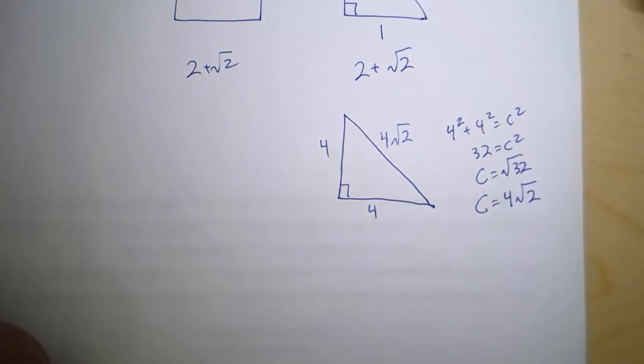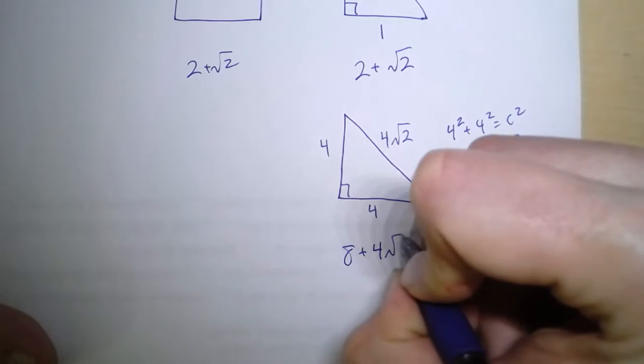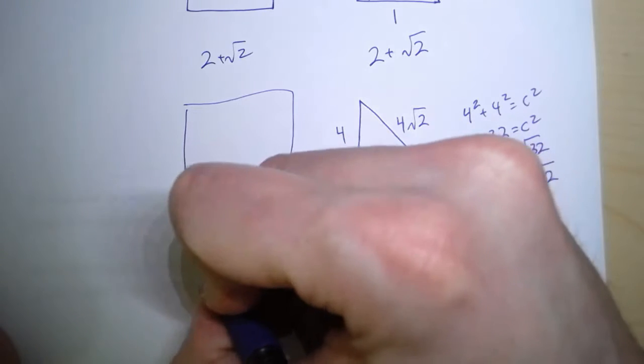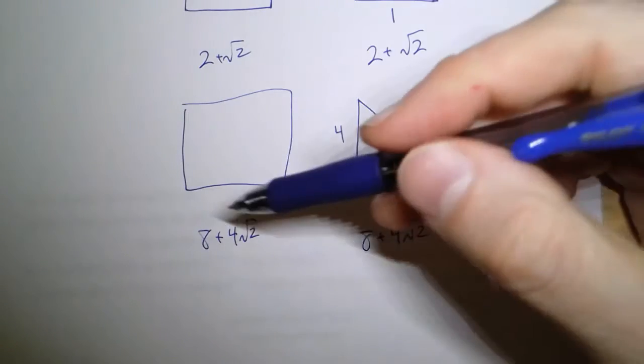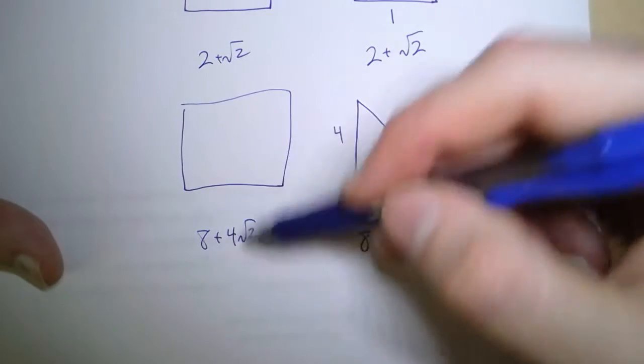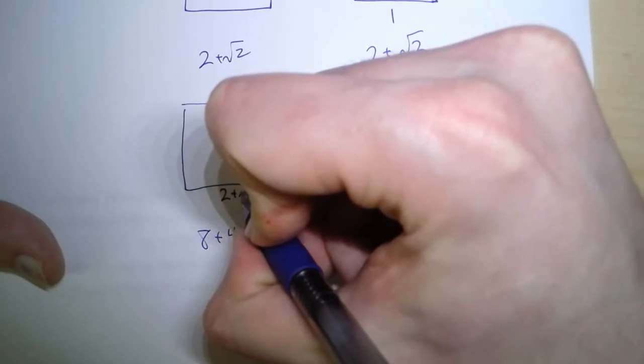So our perimeter then is 8 plus 4 radical 2. So then back over to the square, it has the same perimeter. But now, if I divide this number by 4, we're going to get 2 plus square root of 2 for each side.